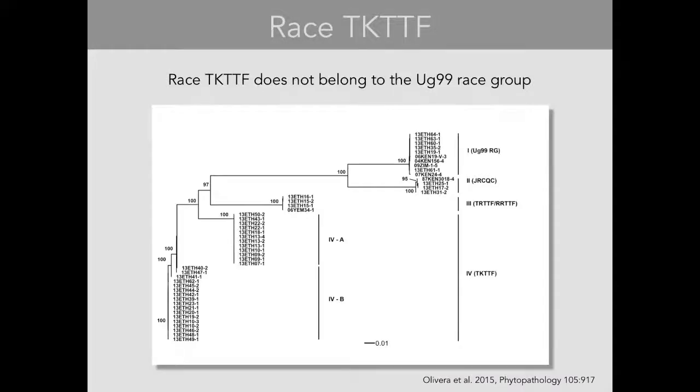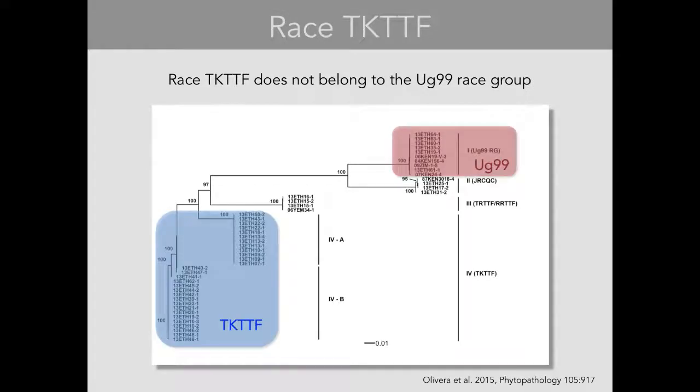Genotypic data also confirmed that race TKTTF does not belong to the UG99 race group. So this phylogenetic analysis, based on 918 SNP loci, run at Dr. Les Szabo's lab, showed that all the isolates that were race typed as TKTTF form a clade that is completely unrelated to the clade formed by the races in the UG99 group.